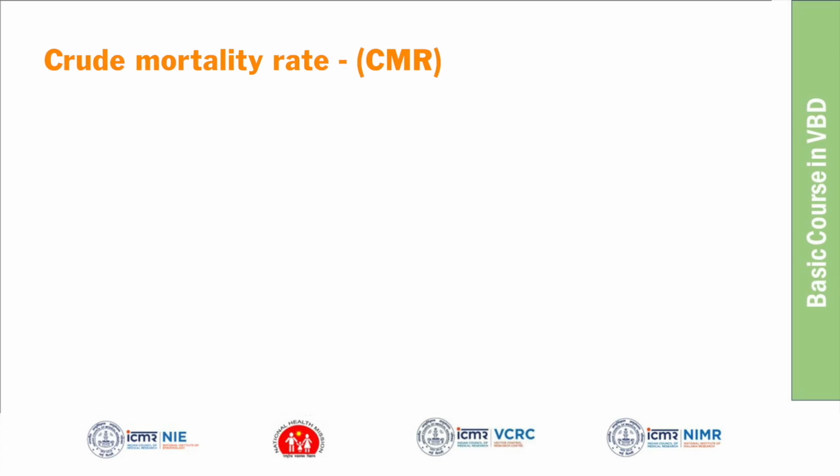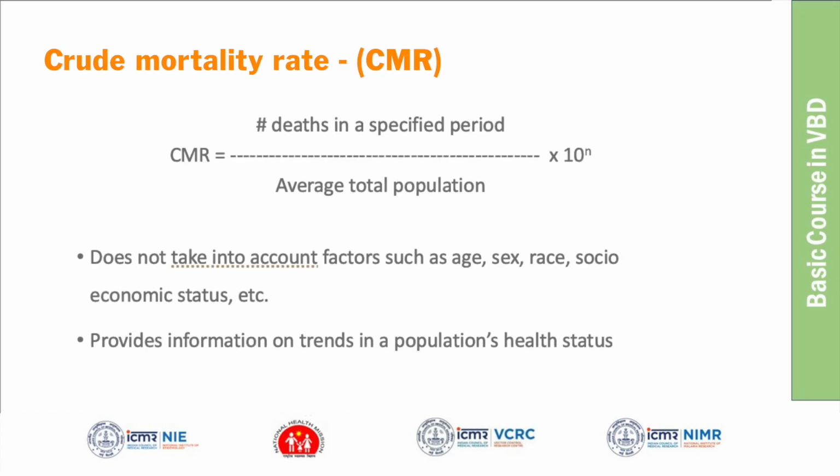Quickly, before I conclude, I want to talk to you about how you measure death. One of the common measures, which is also a crude measure of population health, is the crude mortality rate. So what is crude mortality rate? In the total population, how many deaths are happening for a period of 1 year or for a specified period. So crude mortality rate is the number of deaths in a specified period divided by the average population.